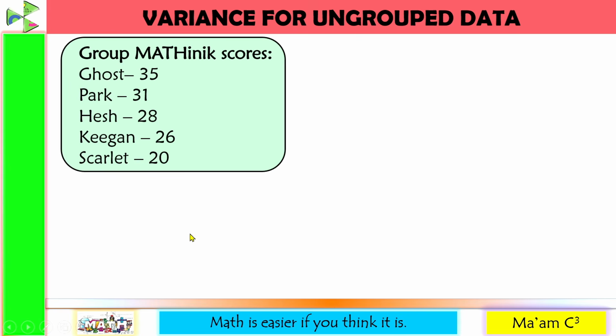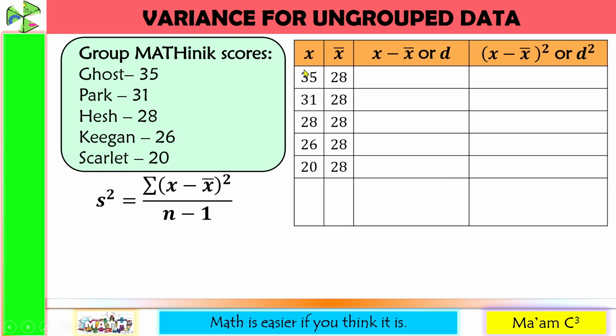So we're going to use the formula for the sample variance, and that is, again, s squared is equal to the summation of the square of the difference of x minus x bar, all over n minus 1. Again, we're going to need a table for this one. We already enumerated our x values, and we have also computed the value of our x bar. Now, for x minus x bar, or the deviation, 35 minus 28 is equal to 7. And then we're just going to square this value. 7 squared is equal to 49.